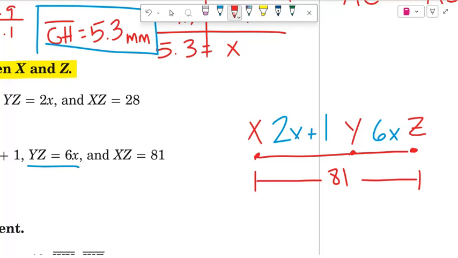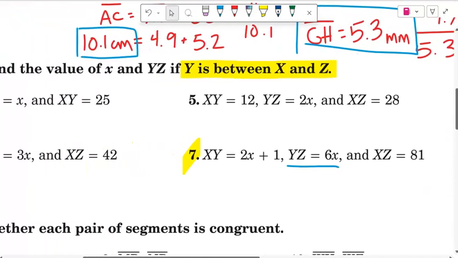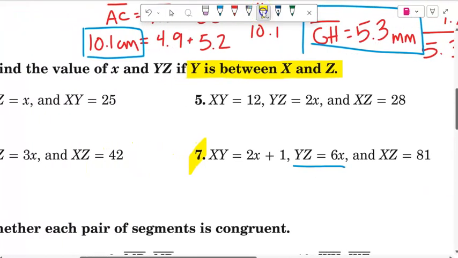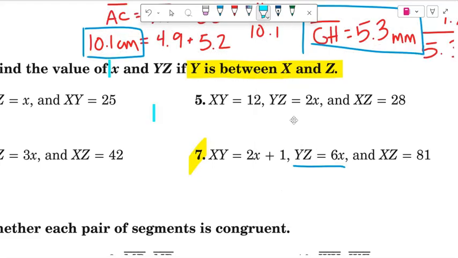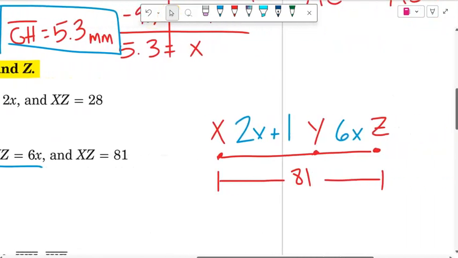So you've got to set the problem up correctly first to even give yourself a chance to then get the correct solution. Okay? It tells us to solve for x and YZ. So we've got to find both. Okay, well, let's solve for x first.